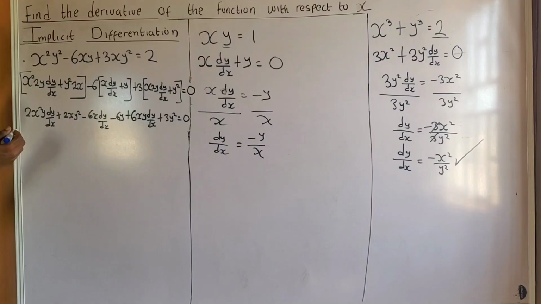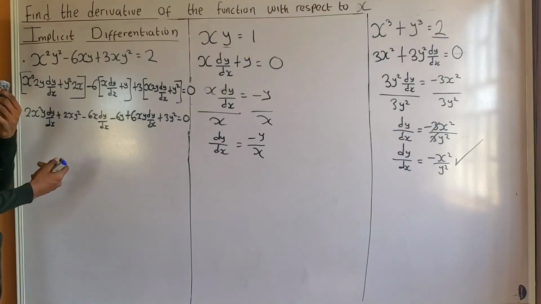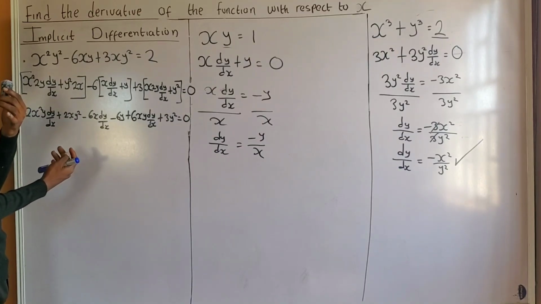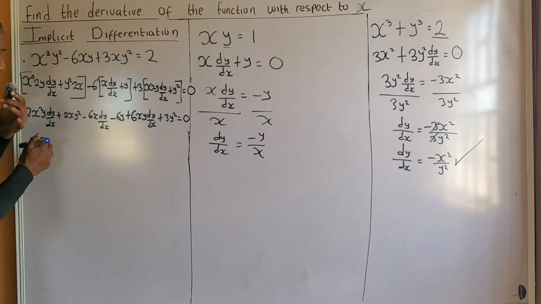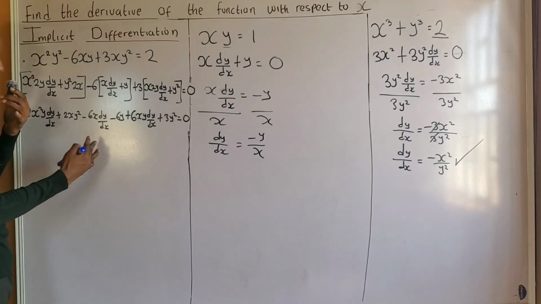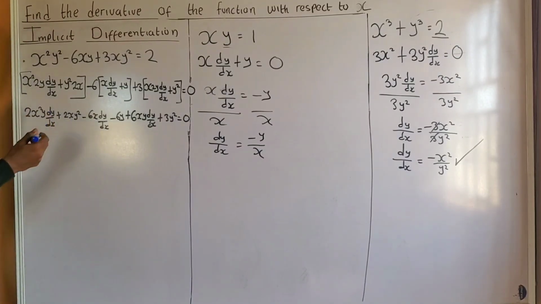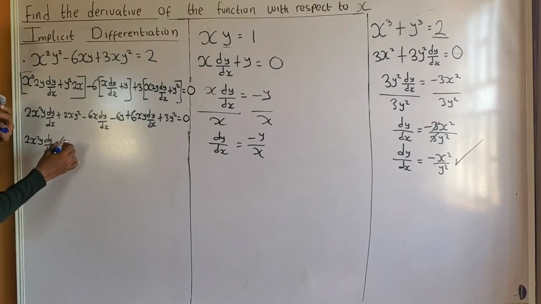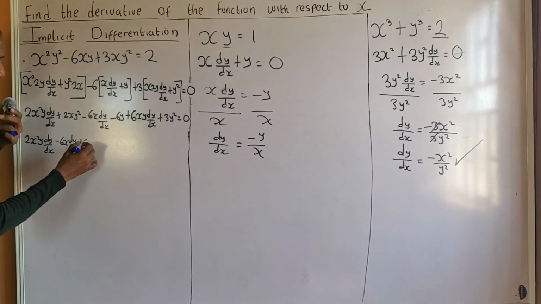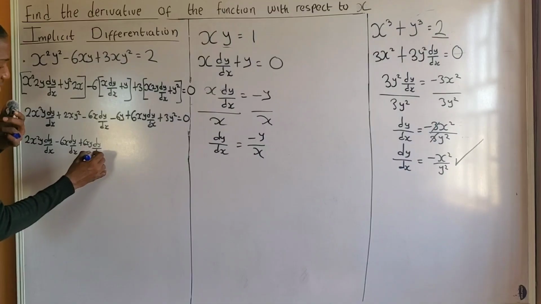So now the next step here is that you have to collect like terms, that is, bring the term that is attached to dy/dx closer to the others. Are you getting it? The term that is attached to dy/dx, bring them and separate them to one part. You understand? So I'm going to have 2x squared y dy/dx minus 6x dy/dx plus 6xy dy/dx.